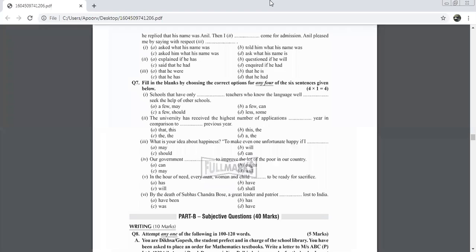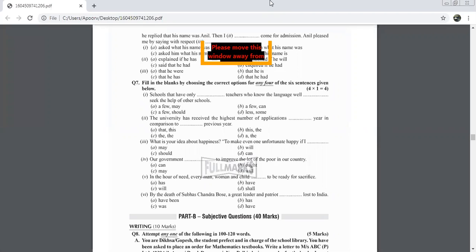The university has received the highest number of dash. Option B. Well, let me complete the sentence. I understand your excitement. The university has received the highest number of applications dash year in comparison to dash previous year.